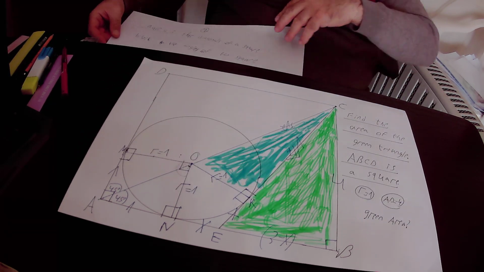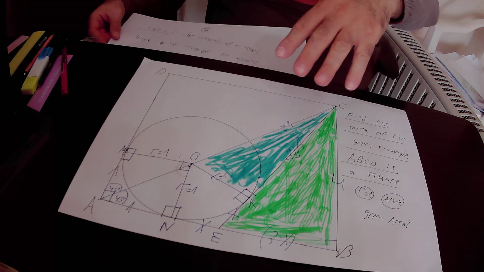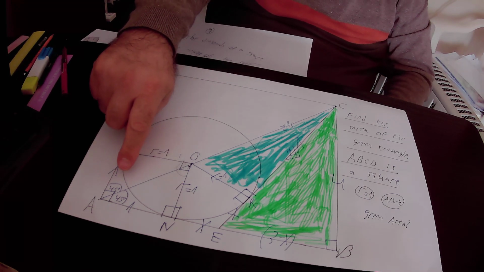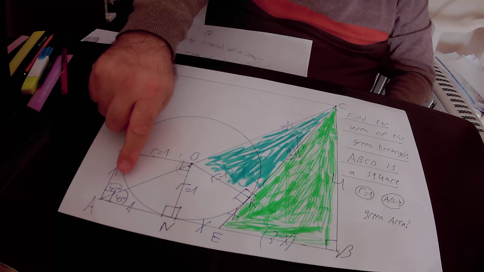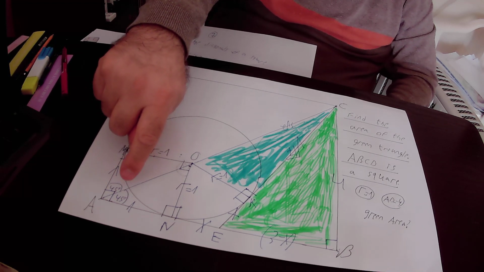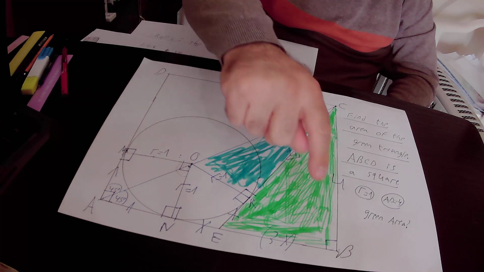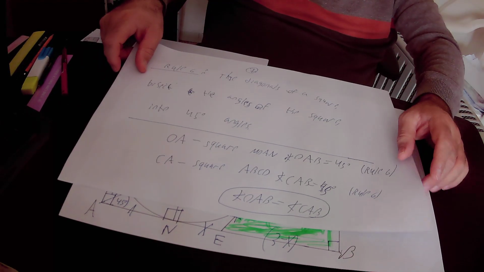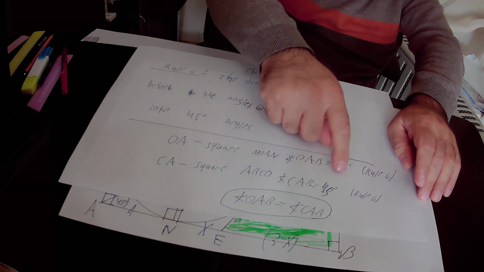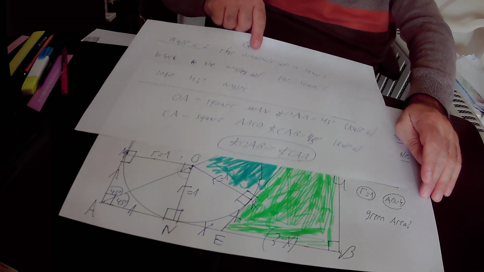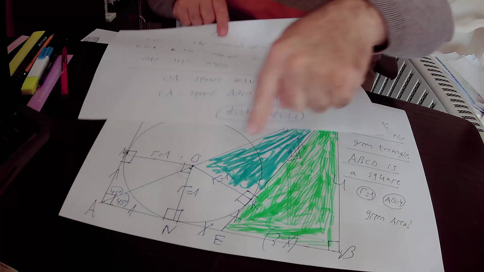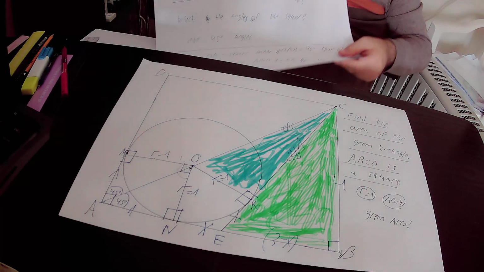Likewise, if we relate to the big square, square ABCD, its diagonal CA bisects this same angle into two angles of 45 degrees. That is to say, this angle equals 45 degrees, and this angle also equals 45 degrees. And this angle is angle CAB. So if we relate to diagonal CA in square ABCD, angle CAB also equals 45 degrees according to rule number 6. So we have here two angles that are both equal to 45 degrees: angle OAB and angle CAB.